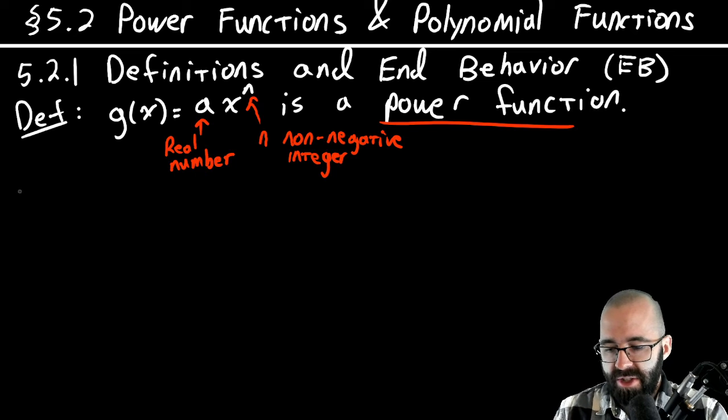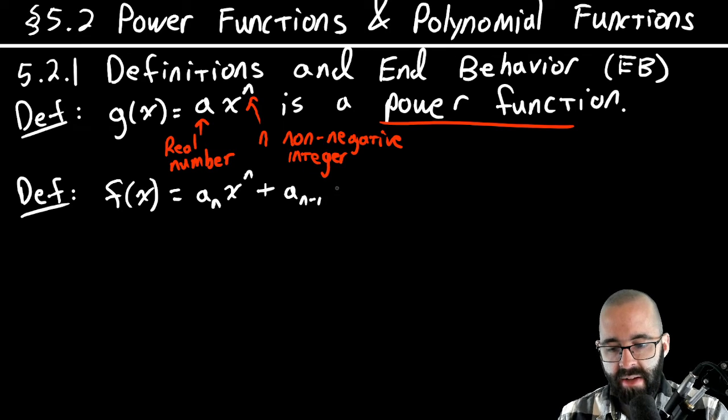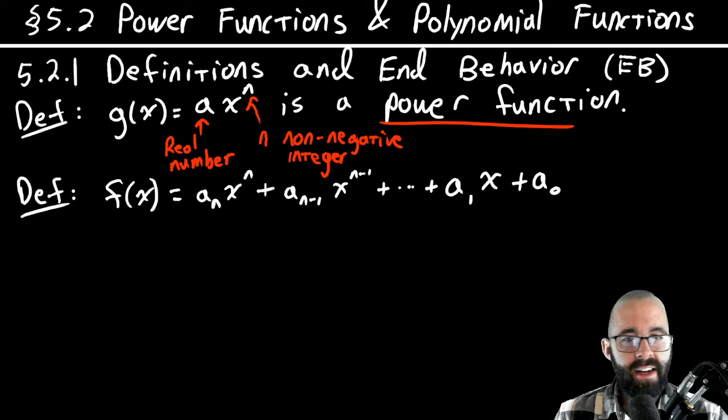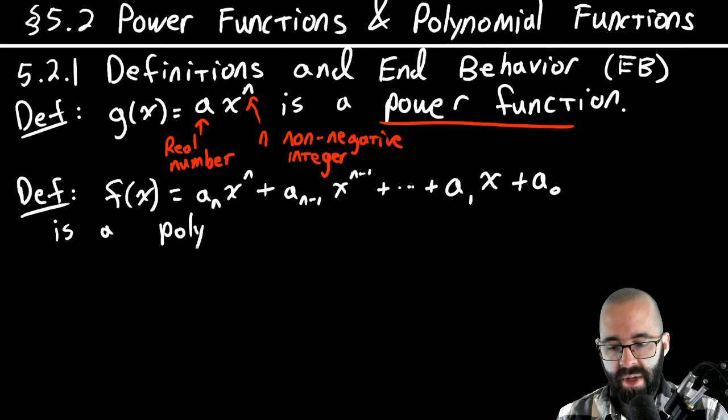Another definition is if we just add up a bunch of power functions, that's called a polynomial. So f of x equals a sub n, x to the n, plus a sub n minus 1, x to the n minus 1, and so on, until we get to the first a, x to the first power, plus the last a, x to the 0th power. Any number to the 0th power is 1. This is a polynomial function, just adding up a bunch of power functions.